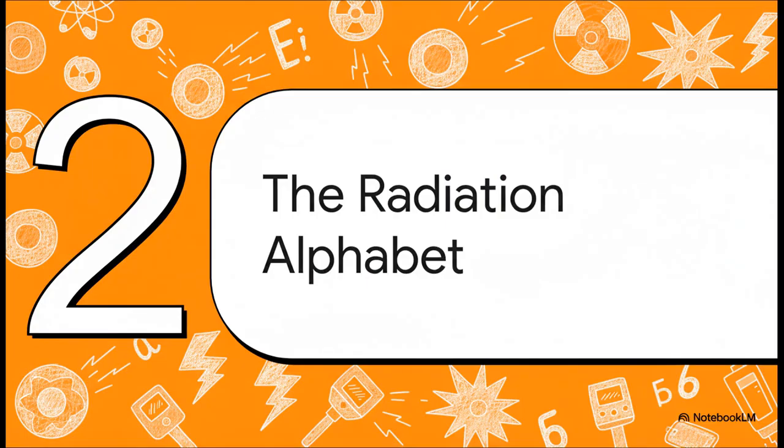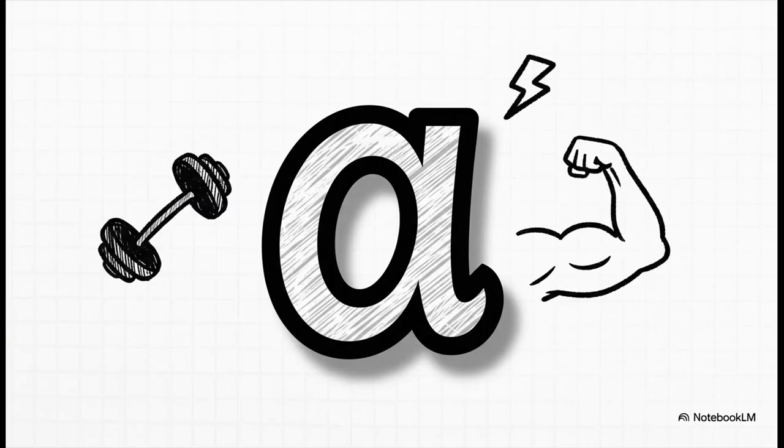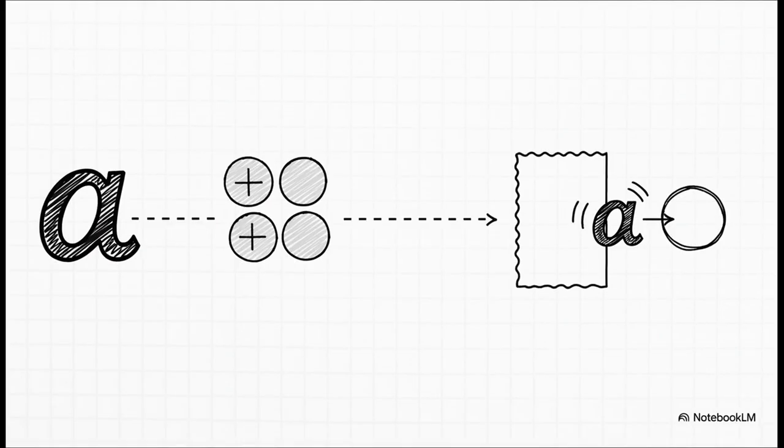So, when a nucleus releases all this pent-up energy, it does so in a few very distinct ways. And a great way to think about them is as the radiation alphabet. Each one has its own unique personality and power. First up, we've got the heavyweight of the group, the alpha particle. This is the biggest and the bulkiest form of radiation. Just think about how substantial this thing is.